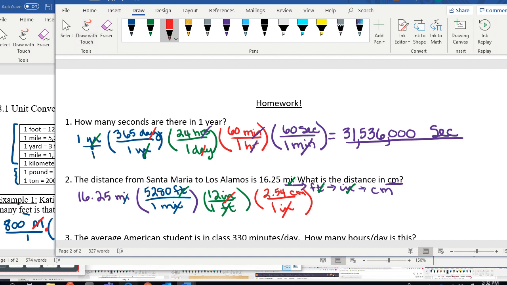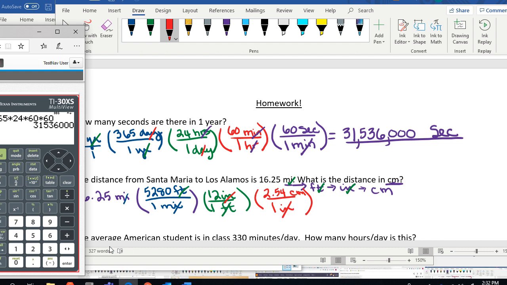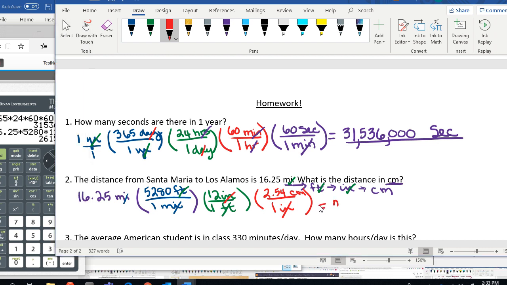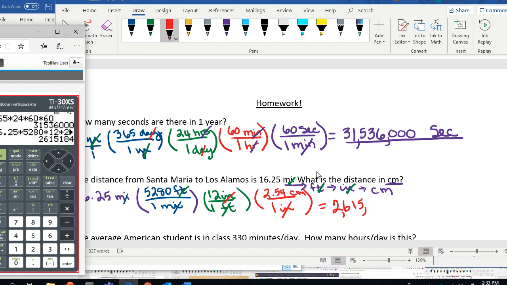Everything is left on top. Guys, this is 16.25 is the initial. So I have 16.25 times 5,280, big number, times 12 times 2.54. This is going to be a lot. There it is, 2,615,184 centimeters.